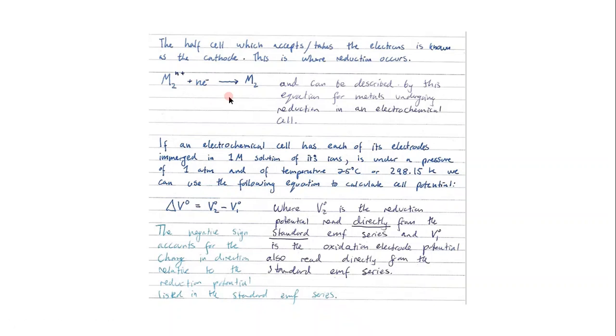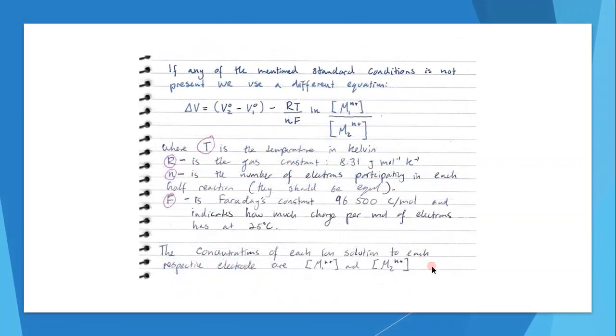So if an electrochemical cell has each of its electrodes immersed in 1 mole solution of its ions, it's under a pressure of 1 atm and of temperature 25 degrees or 298.15 Kelvin, we can use the following equation to calculate cell potential, which is V2 minus V1. So the negative sign accounts for the change in direction relative to the reduction potential listed in the standard EMF series, and V2 is the reduction potential directly from the standard EMF series, and V1 is the oxidation electrode potential, also read directly from the standard EMF series.